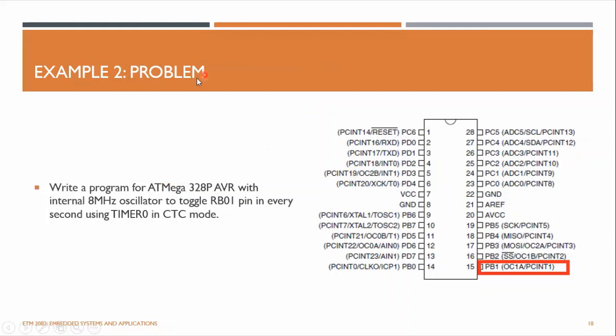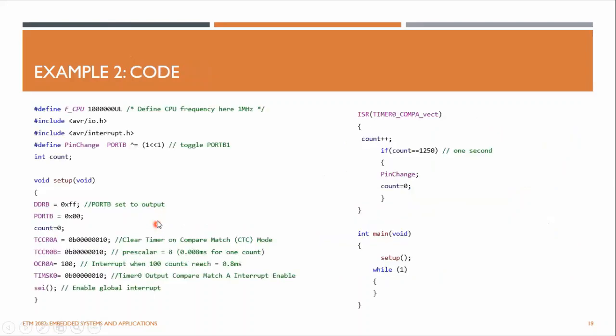Okay, so let's take a look at example number 2. This is the problem: write a program for the ATmega328PA. We are using the internal 1 megahertz oscillator to toggle the RB0 pin every second using the Timer0 timer in CTC mode, right? Previously we used the normal mode, now we are using CTC mode. So the code will be the same. All the things will be the same. We are using this toggle in RB0.